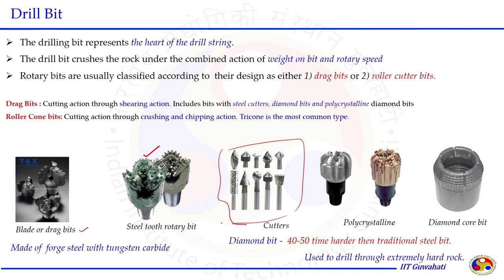An important aspect of drill bit selection is what kind of geological formation this drill bit is going to dig. Diamond bits are effective because they are 40 to 50 times harder than the traditional steel bit. They are used to drill through extremely hard rock surfaces. So in operations where extremely hard rocks are in the path of the drilling process, the drill bit is changed to a diamond drill bit and the operation is executed. Generally, drill bits are made of forged steel with tungsten carbides.